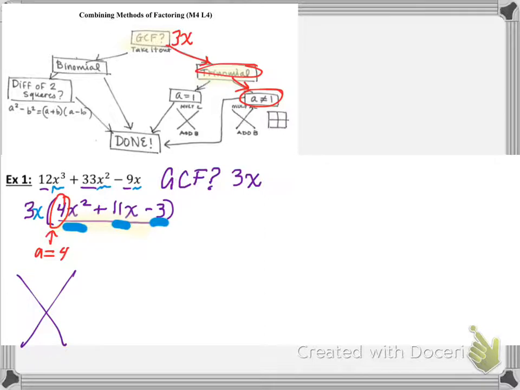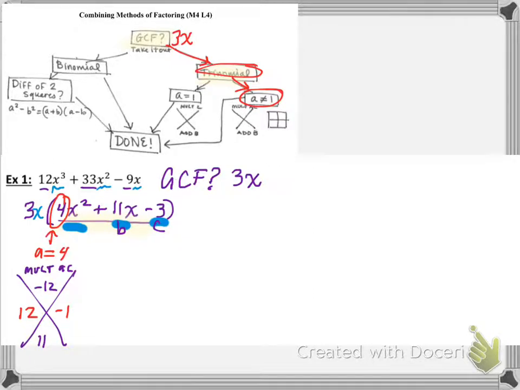And so because a is not 1, I need to try to think about numbers that multiply to a times c. My a is 4, my c is negative 3, so negative 12, and add to b, 11, my b value. Right? So quickly, that's not too hard to think of, right? We can do positive 12 and negative 1 because they multiply to be negative 12, they add to be positive 11.